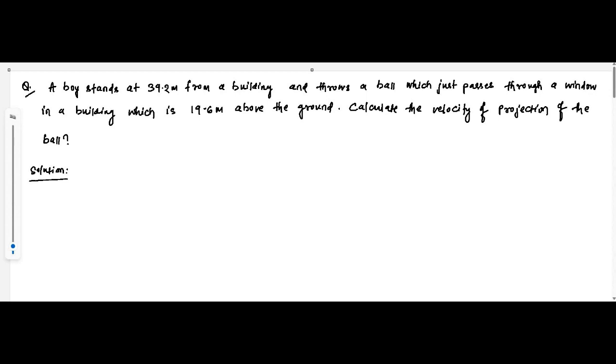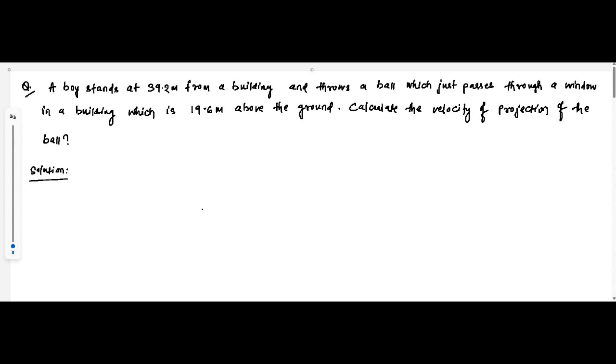So here is another question on projectile motion with angular projection. It is given that a boy stands at a distance of 39.2 meters from a building and throws a ball which just passes through a window in that building, and that window is 19.6 meters above the ground. Calculate the velocity of projection of the ball.